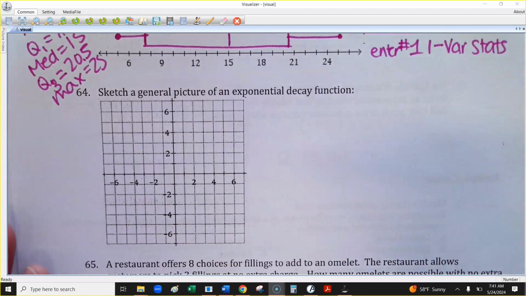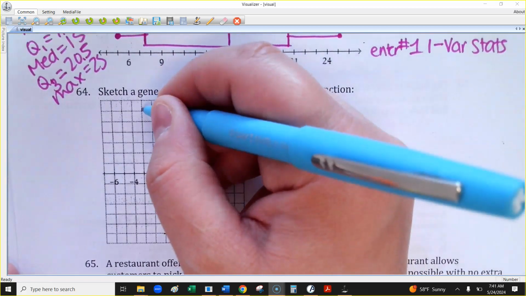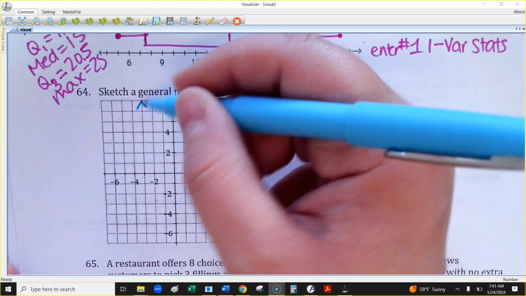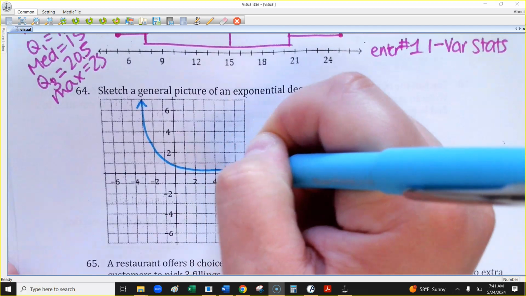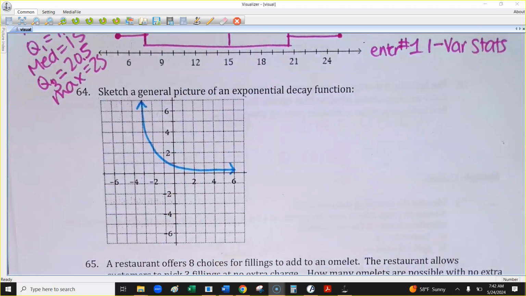So growth or decay both point up. Decay, and you could draw this anywhere on the graph, I'm just going to sketch a little picture, but it starts big, and then will get small. It will approach an asymptote. The way I just tried to sketch mine, I was trying to use my x-axis as my asymptote, but it's just that general shape that you need to know.